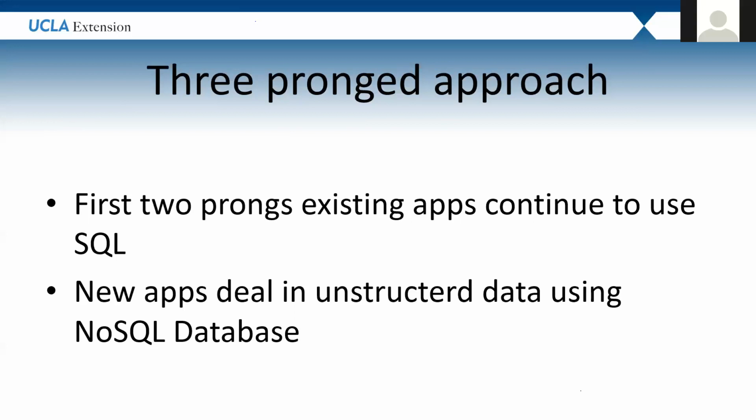The first two prongs are existing applications continuing to use SQL. And then new applications deal in unstructured data using NoSQL database. So it's three-pronged. Two prongs of SQL and one prong of NoSQL.